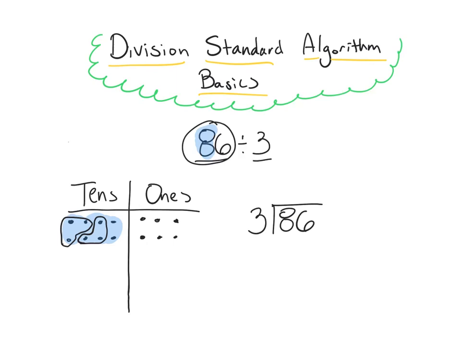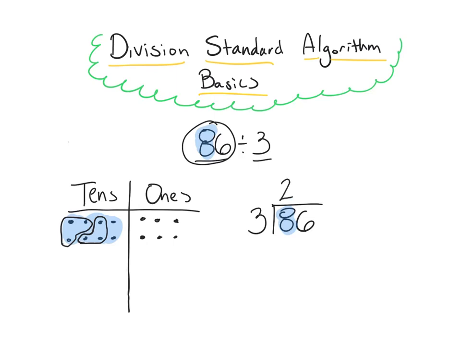So to show what I just did on the place value chart on the standard algorithm, I look at this 8 right here, and that's connected to the 8 that's in our original problem and the 8 in the 8 tens disks in the place value chart. And so I ask myself the same question: how many groups of 3 can I make if I have 8 tens? Well, from the place value chart, I saw that I could fit 2.